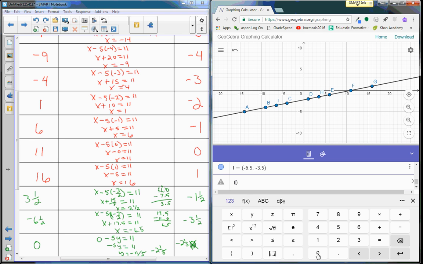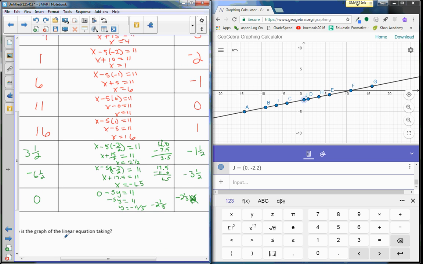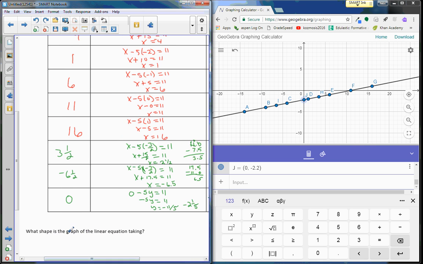So if I plug this in as 0, comma, -2 1/5, which is 0.2, and hit enter, then J is right here on that line. So all of my fractions fell on that line. So that proves that this is a line. Now it says, what shape is the graph of the linear equation taking? A linear shape, a line, shape of a line. Okay, the shape of a line.